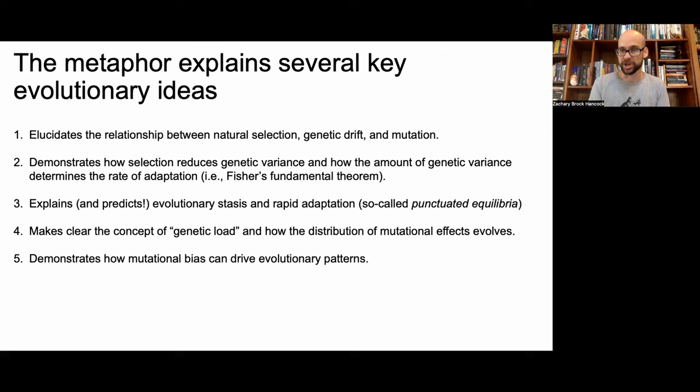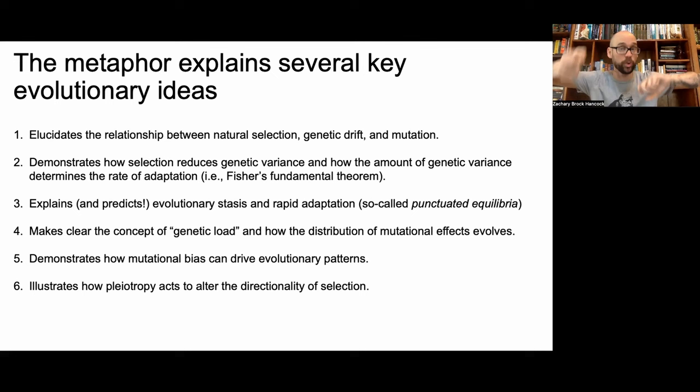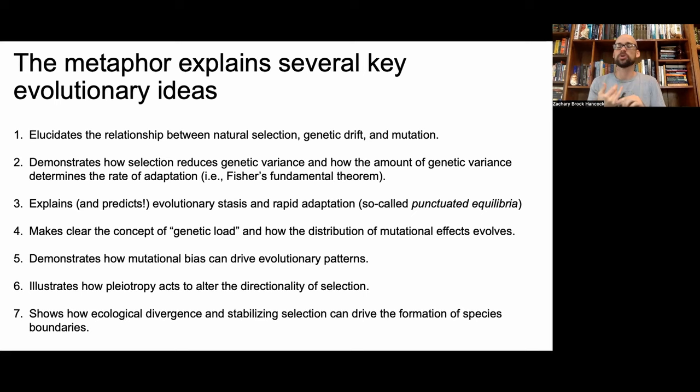It illustrates how pleiotropy, this is the interaction between traits, so changing one trait has some effect on another trait. So it illustrates how this pleiotropy can actually alter the directionality of selection as you're moving through this adaptive landscape. And then lastly, it shows how ecological divergence and further stabilizing selection can drive the formation of species boundaries. So it allows us to connect the microevolutionary processes of populations to broader macroevolutionary patterns. The adaptive landscape metaphor is really, really good at bridging that gap between these two disciplines. Okay, so those are all the things that we're going to discuss.